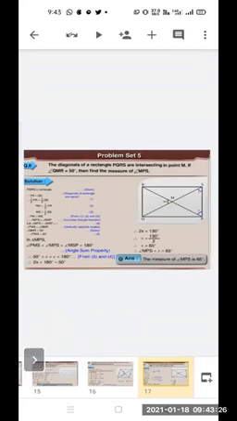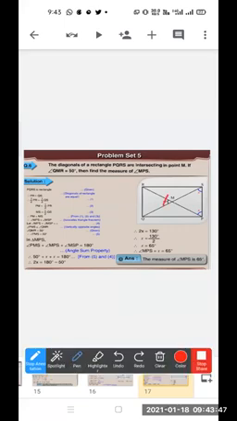Last question we will do. The diagonals of a rectangle PQRS are intersecting in point M. If angle QMR is given 50 degree, then find the measure of angle MPS. Means we have to find this angle.